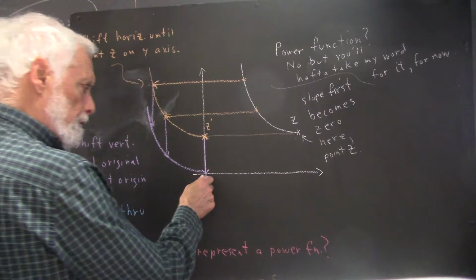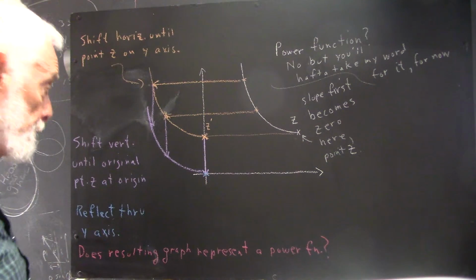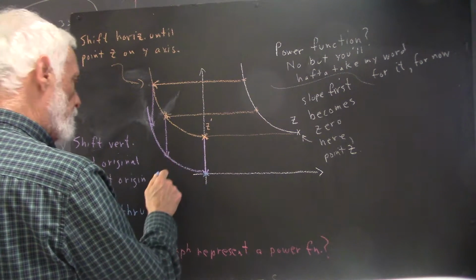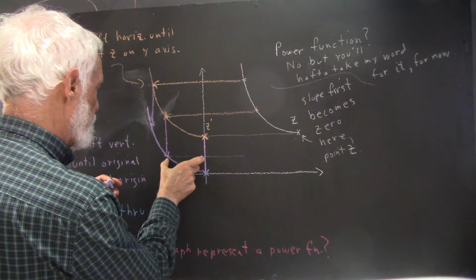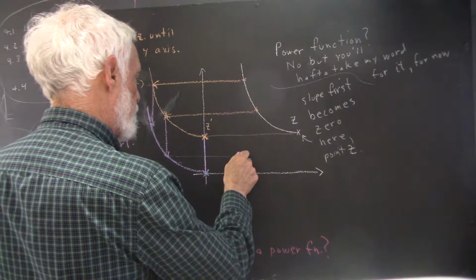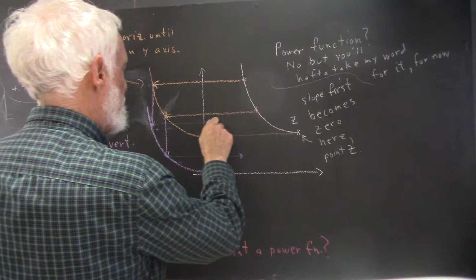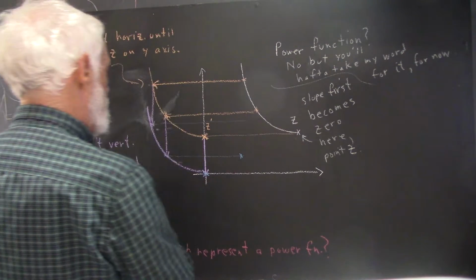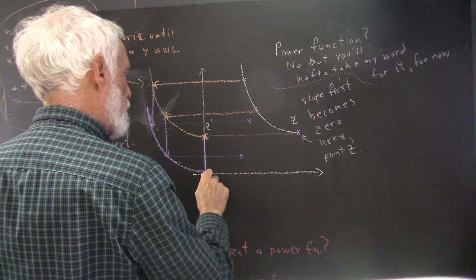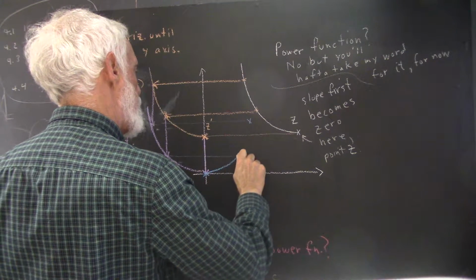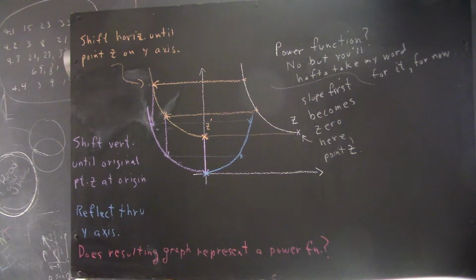Okay, well, of course the origin is on the y-axis, so its reflection is itself. This point will reflect an equal distance on the other side, putting it about here. And this point we'll do the same thing, and that's going to put it about here. And now I can sketch a graph through those 3 points.